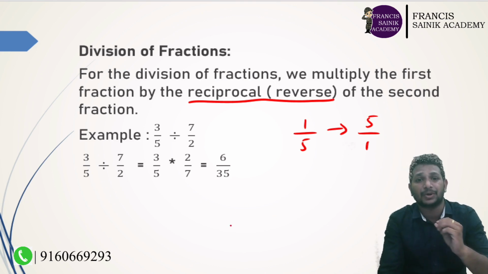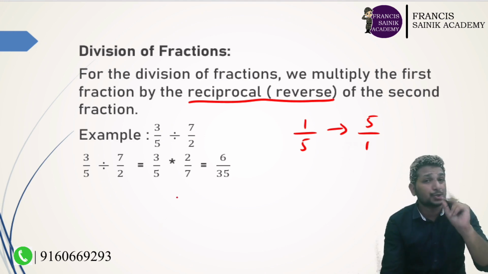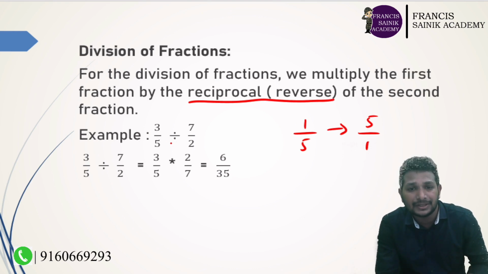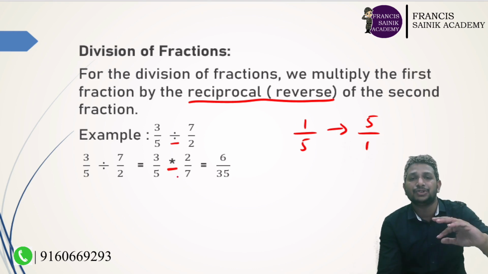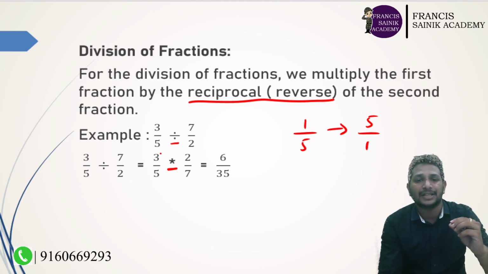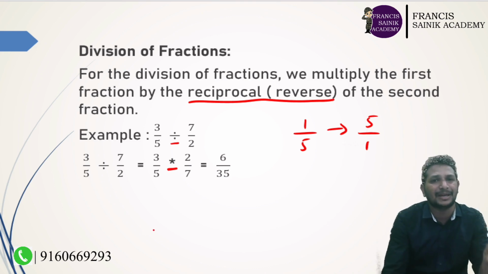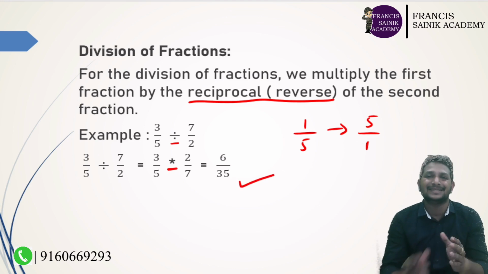Reverse or reciprocal. So what happens? 3 by 5 divided by 7 by 2. I need to divide these two fractions. When I want to divide the fractions, the division symbol is replaced with multiplication, and this 7 by 2 changes to 2 by 7. So 3 by 5 into 2 by 7. Then, as we know the multiplication operation, which is multiplication of numerators and multiplication of denominators, 3 into 2 by 5 into 7. So 6 by 35 is the final answer.